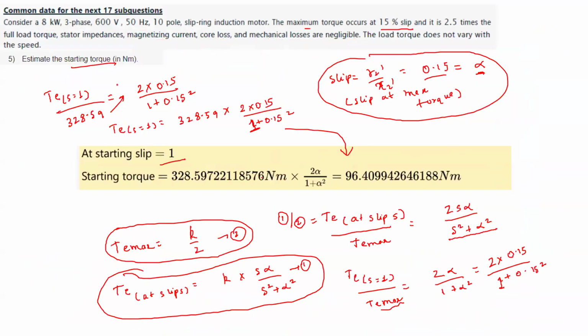So that is what we used here. Basically, they have given you 15% slip is maximum torque, which is R2 dash by X2 dash, and this is also equal to alpha. That is what they have given you. They have basically provided you alpha so that you can solve these things. Now, let us see the next question in this series.